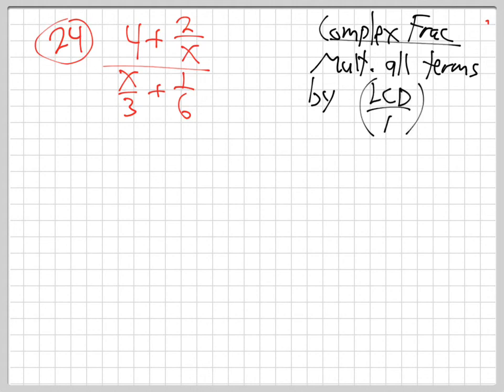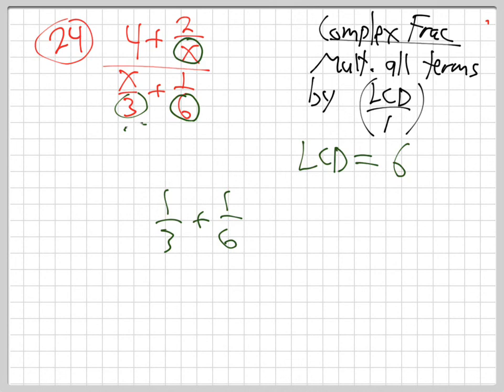But what's the LCD? 6. For the 3 and the 6, what if you had 1/3 and 1/6? What would be the common denominator? 6, right? They both go into 6. But you also need that x. When you form an LCD, you look at all the denominators, x, 3, and 6, and you put them all together. If you used 18x, it'll work. It's not the end of the world; you'll have a little more simplification. 6x would be easier. That's actually the lowest common denominator. So either one. Let's do 6x.